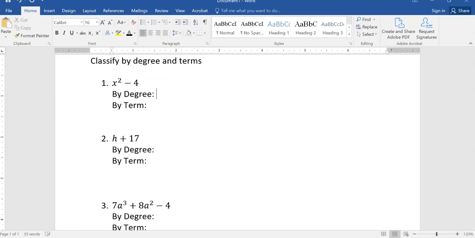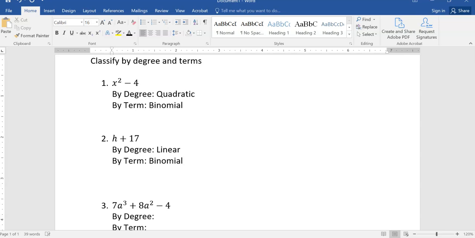Number 1, by degree, it is a degree 2, so that is a quadratic. And then it also has 2 terms, so that is a binomial, right? Quadratic means degree 2. Binomial because there are 2 terms in this polynomial. H plus 17, well, that is degree 1, so that special name is linear. How many terms does it have? Well, it also has 2 terms, so it is a binomial as well.